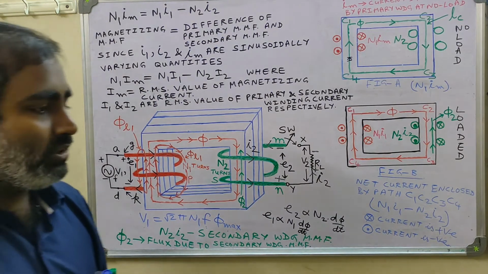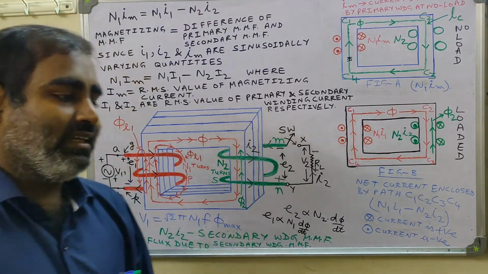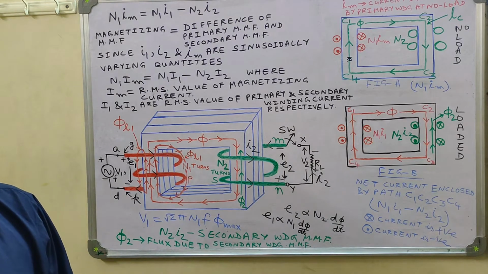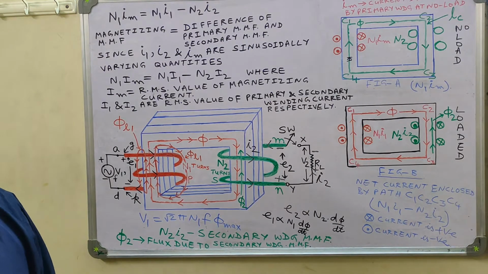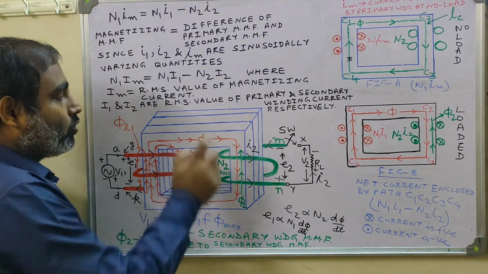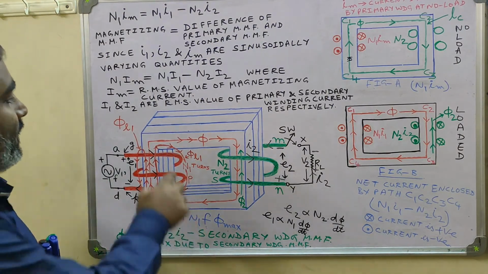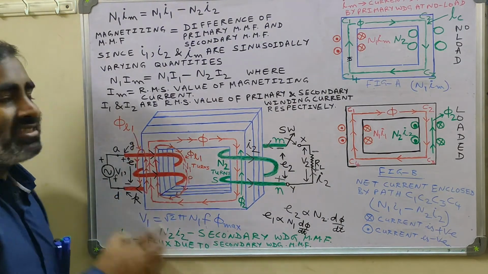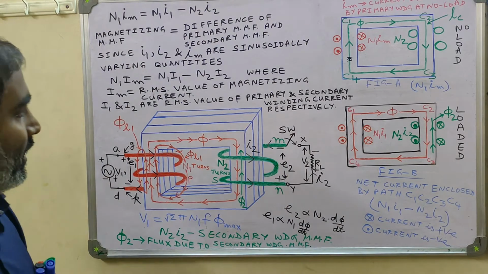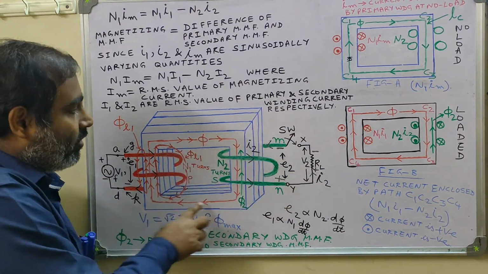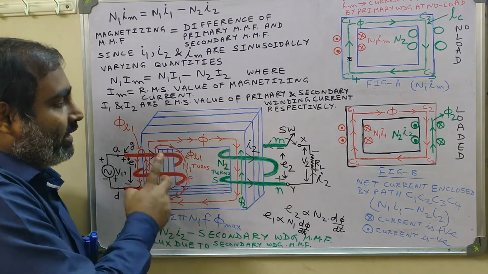What is the fourth assumption? Fourth assumption is that there is no magnetic saturation of the transformer magnetic core. So the transformer magnetic core is never going to get saturated. So that means we are assuming that the transformer is made of such kind of magnetic material.